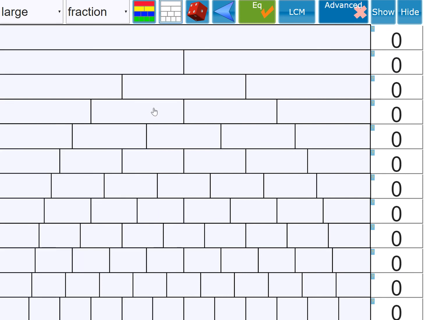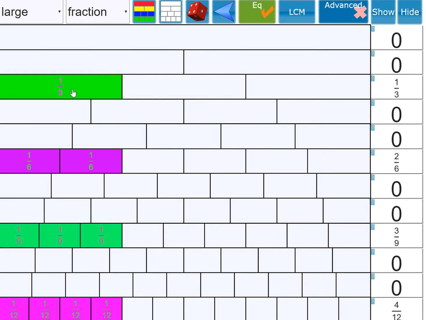Let's do another one. What's this, a quarter? A quarter there. Here's a third, it's 2/6, 3/9, 4/12. So these are equivalent fractions.